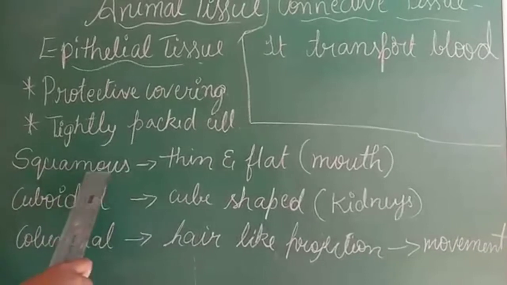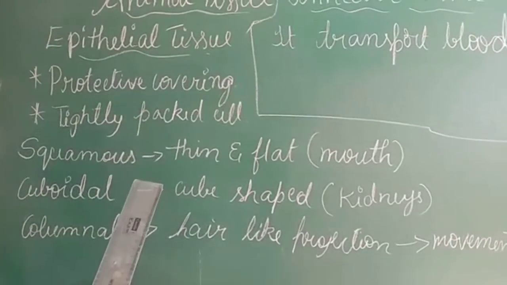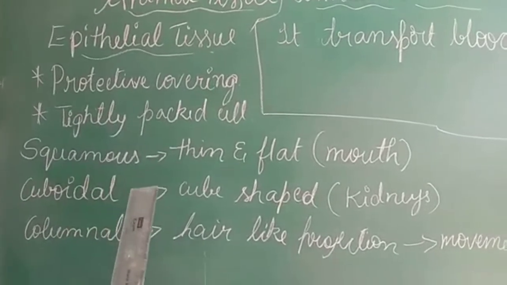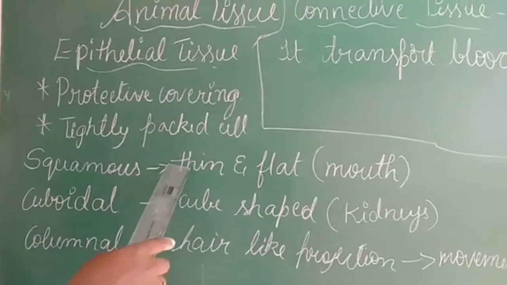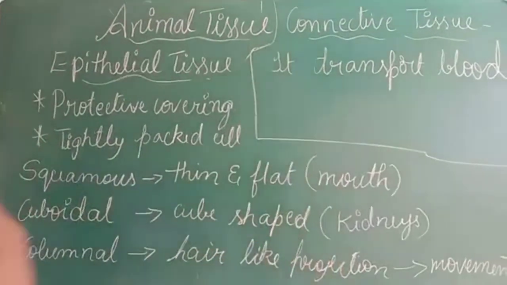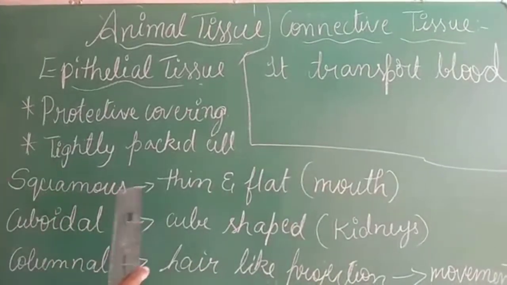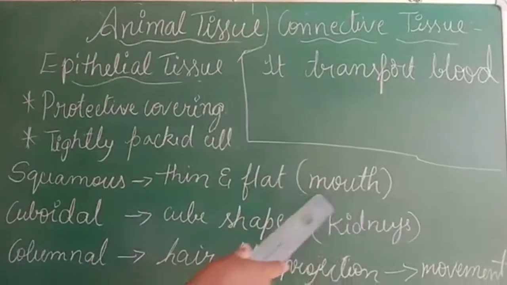This squamous epithelial tissue is a thin and flat tissue. Usually this squamous epithelial tissue is found in the mouth, in human beings as well as in animals.